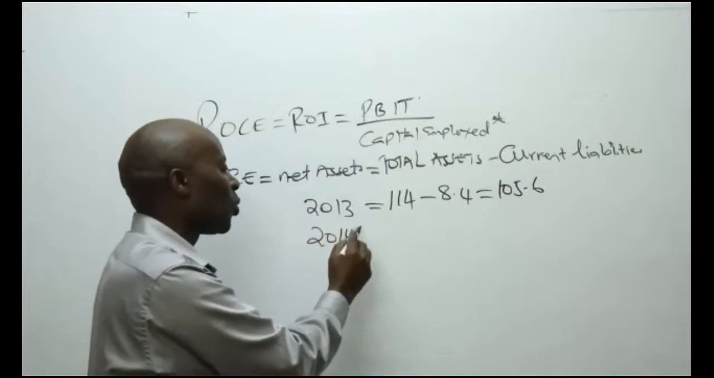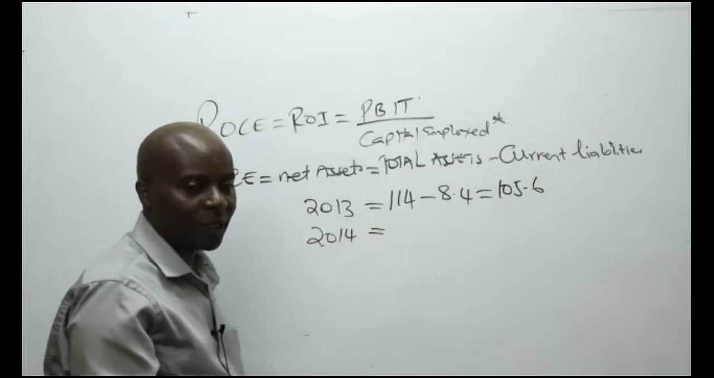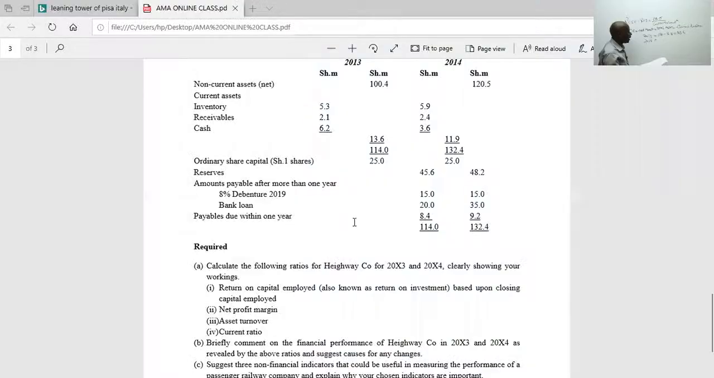So we just conclude on this net assets concept. For the year 2014, am I able to see the total assets? Oh yes, I have 132.4, minus the current liabilities for that year, which I can see as 9.2. So 132.4 minus 9.2 will give us what figure?